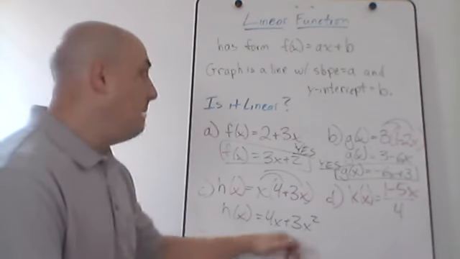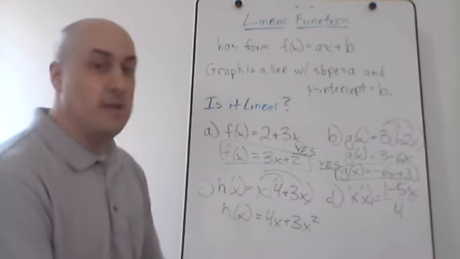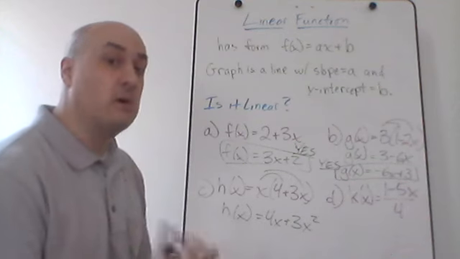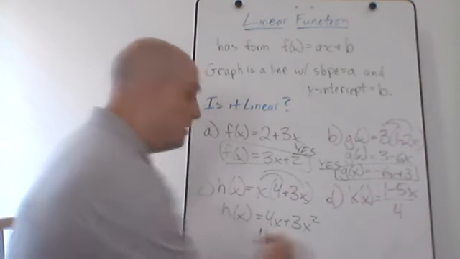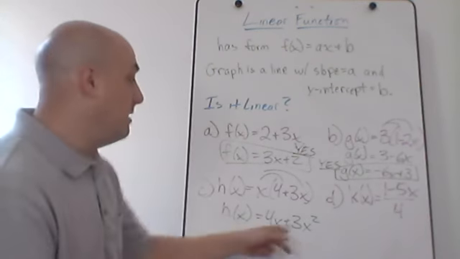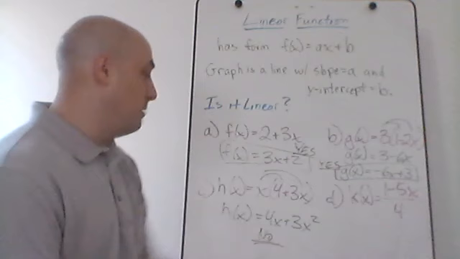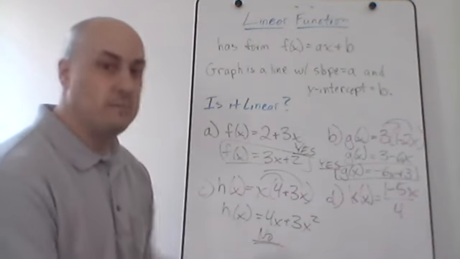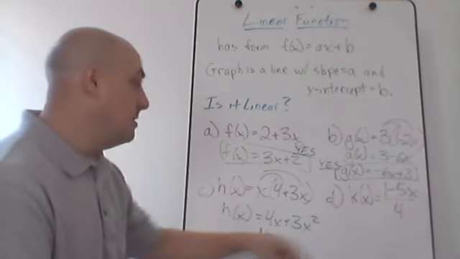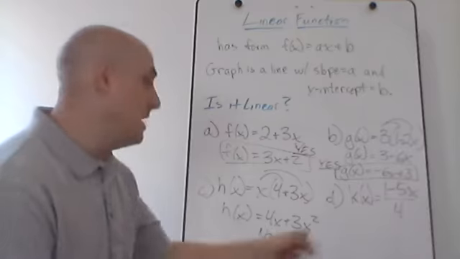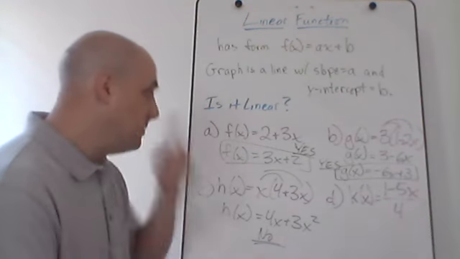Anytime I'm testing whether something is a linear function, anytime I end up with an x raised to a power other than 1, it's not a linear function. So for this one, the answer is no, it's not linear. There's nothing I can do to put this in the form ax plus b because I have an x squared there. There's no way to get rid of that x squared. I can't just make it disappear. So this one is going to be what we call a quadratic function because it has an x squared in it. So those are the first three.